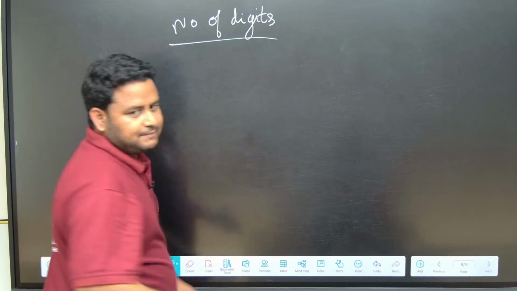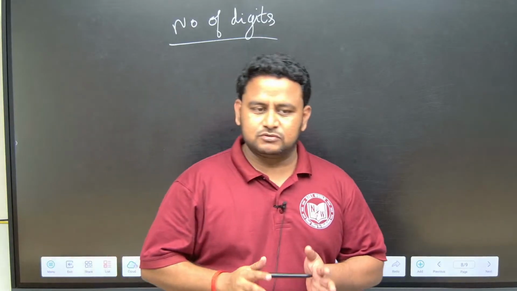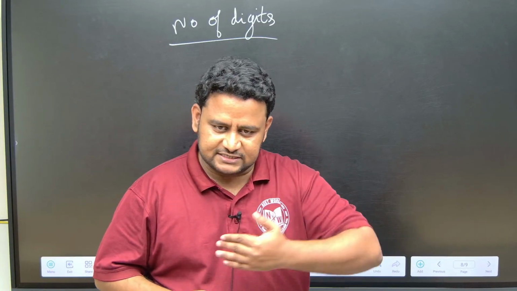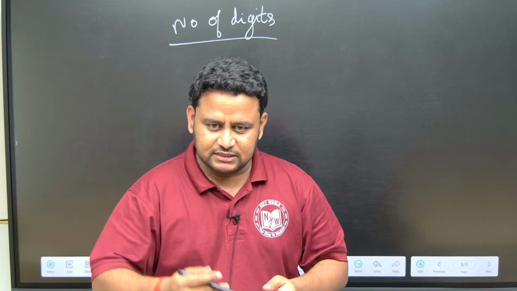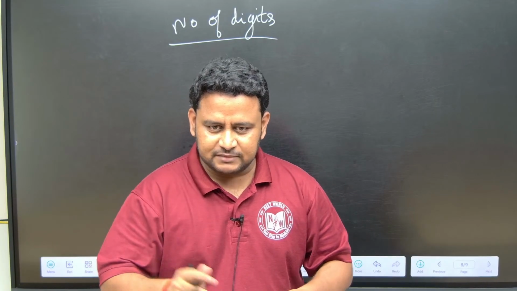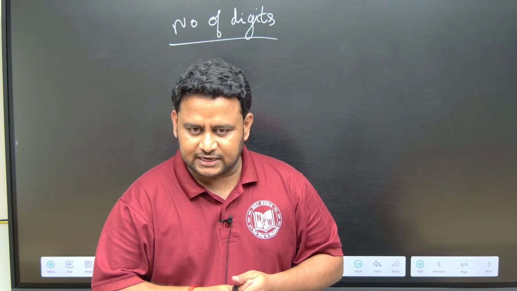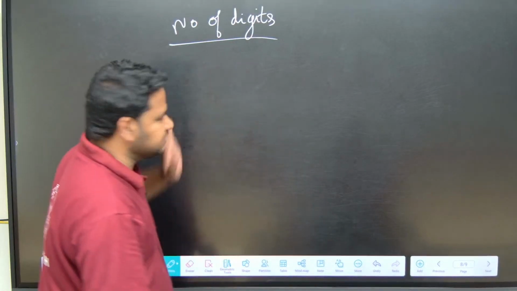Suppose anyone has a habit of making notes. A person who is good at making notes will do what? They will make an index, and in the index they will write the chapter name. You can see the textbook. There will be an index, chapter names, and page numbers also. Correct? So see here, the number of digits is given.